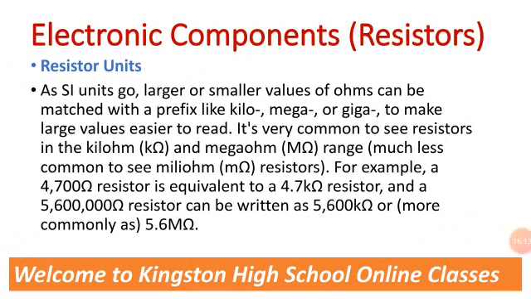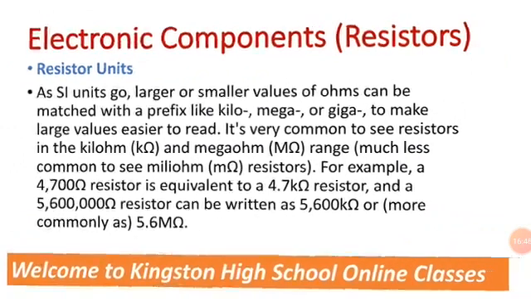Do you understand that now? For example, a 4,700 ohm resistor is equivalent to 4.7 kilo ohms. And a 5,600 ohm resistor can be written as 5.6 kilo ohms. Do you understand that now? More commonly, a 5,600,000 ohm resistor is written as 5.6 mega ohms.